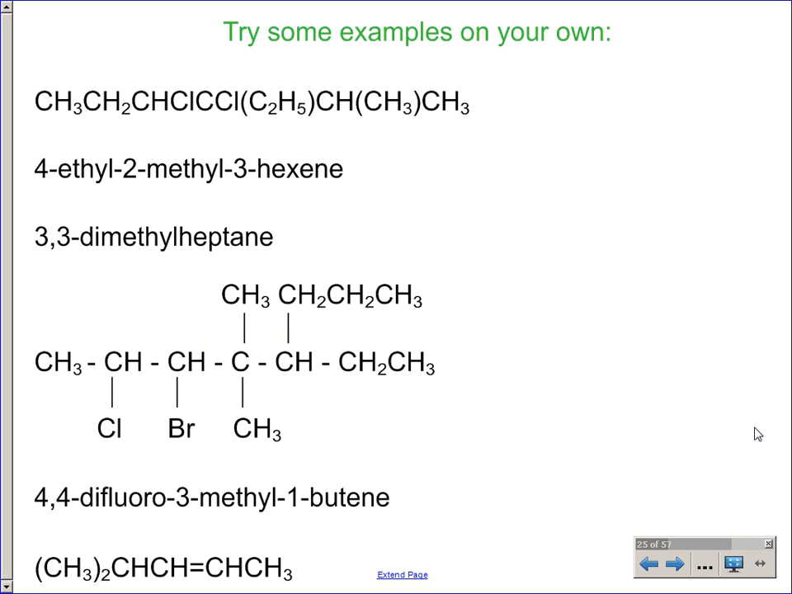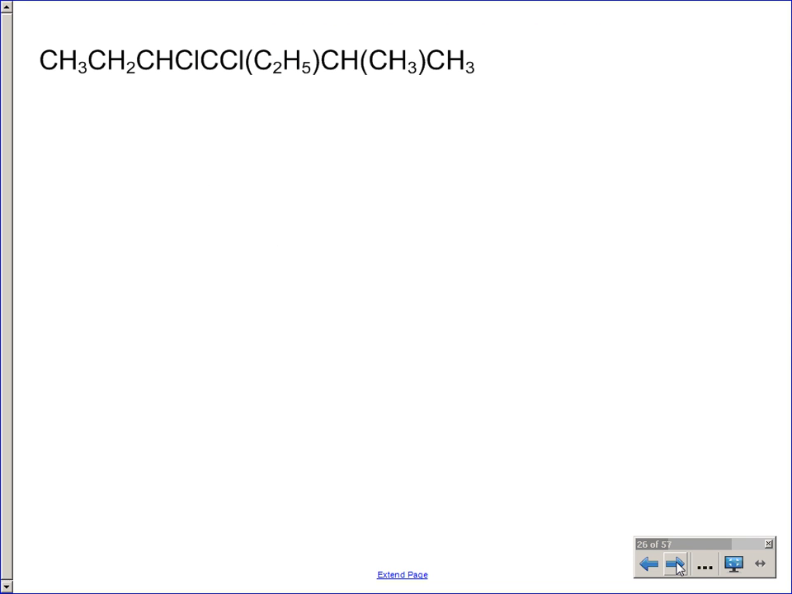And we're back with your homework examples. So hopefully you've had some success going through the examples and, you know, referring back to your notes. We're going to go through the solutions so that you can check your answers. So here we go. First example, we've got this long condensed formula with not much information on bonding.